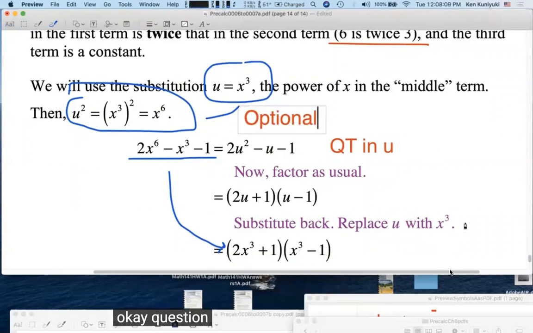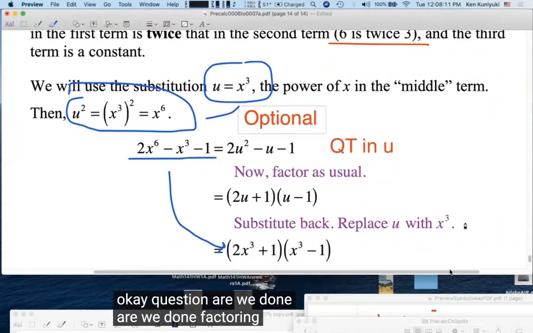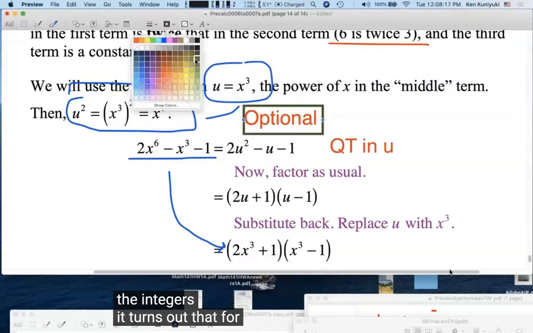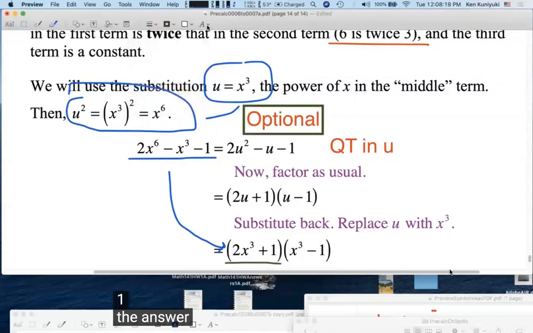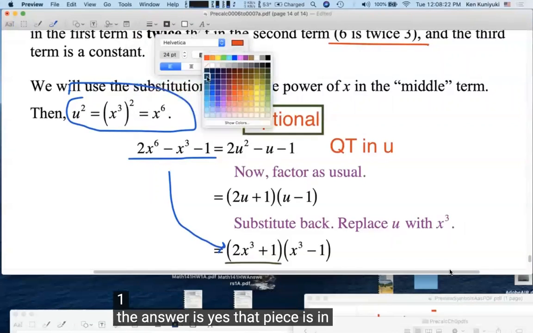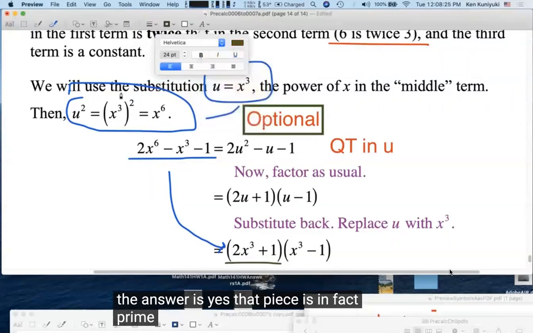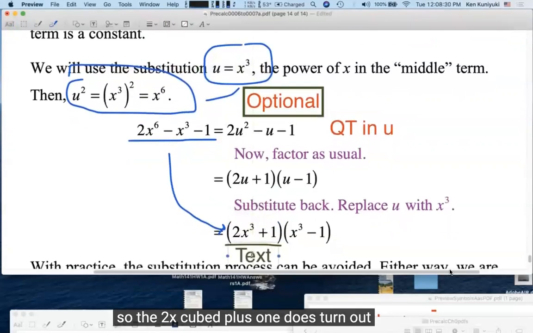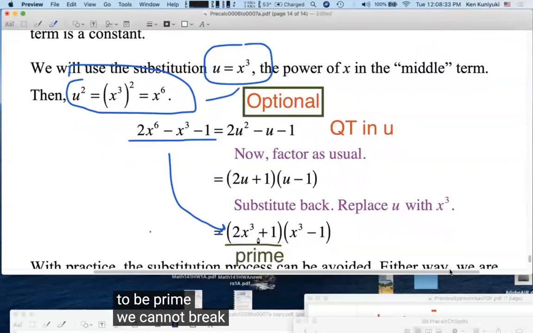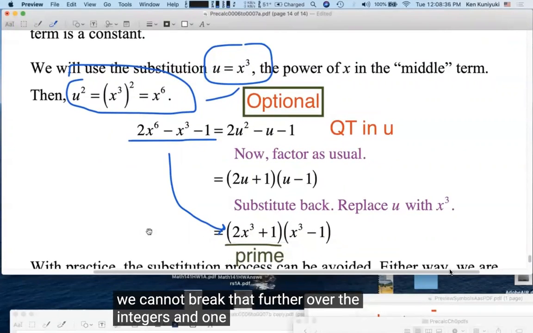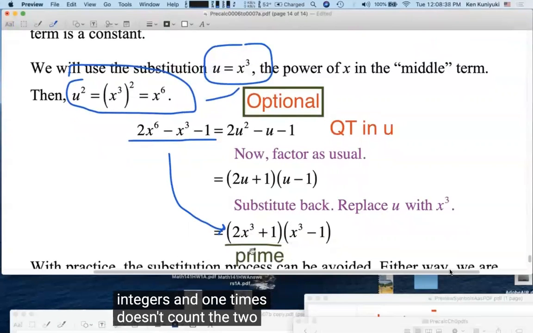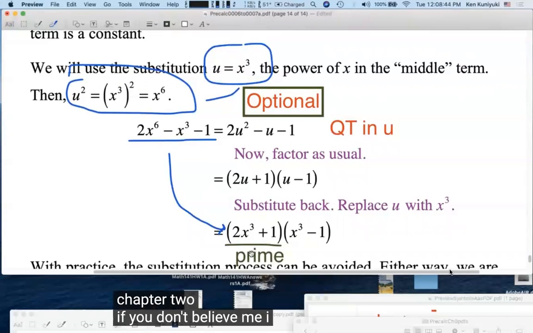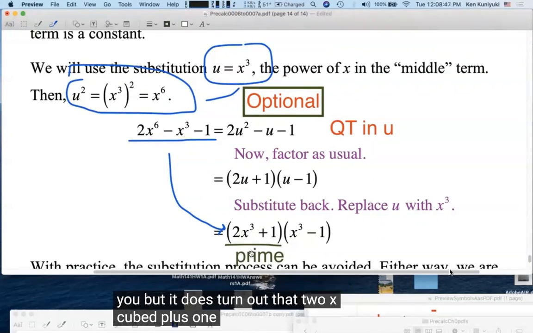Okay, question: are we done? Are we done factoring this thing over the integers? It turns out that for the 2x cubed plus 1, the answer is yes. That piece is in fact prime. We cannot break that further over the integers, and 1 times doesn't count. We're going to see why in chapter 2. If you don't believe me, I don't blame you, but it does turn out that 2x cubed plus 1 is prime.